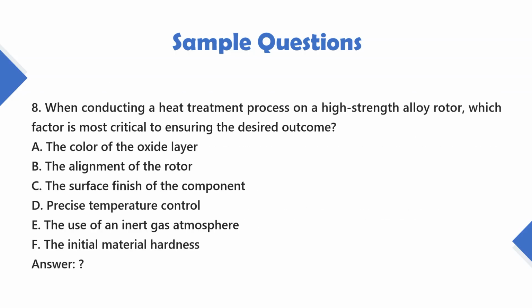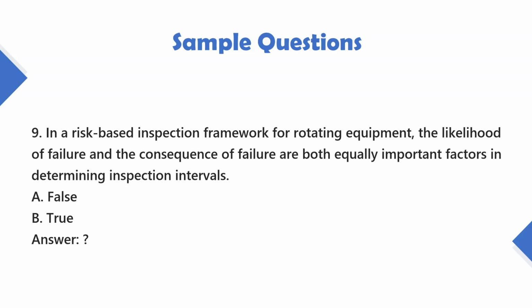Effective preparation strategy. 9. In a risk-based inspection framework for rotating equipment, the likelihood of failure and the consequence of failure are both equally important factors in determining inspection intervals. A. False. B. True.